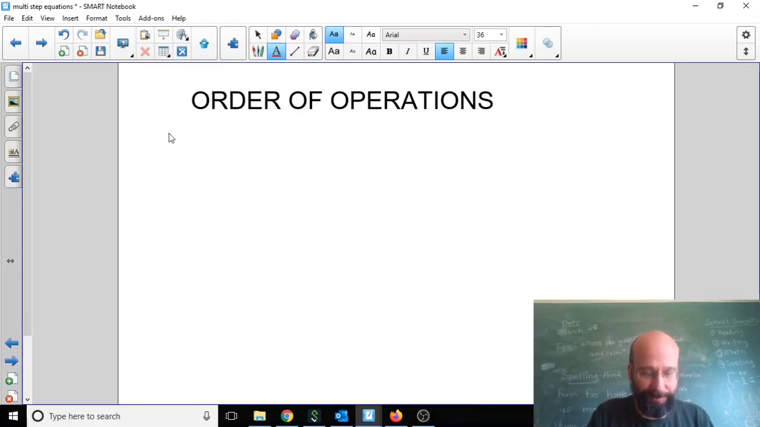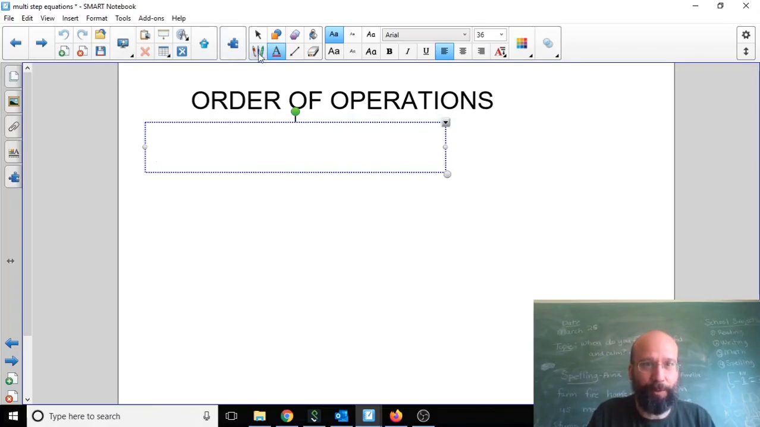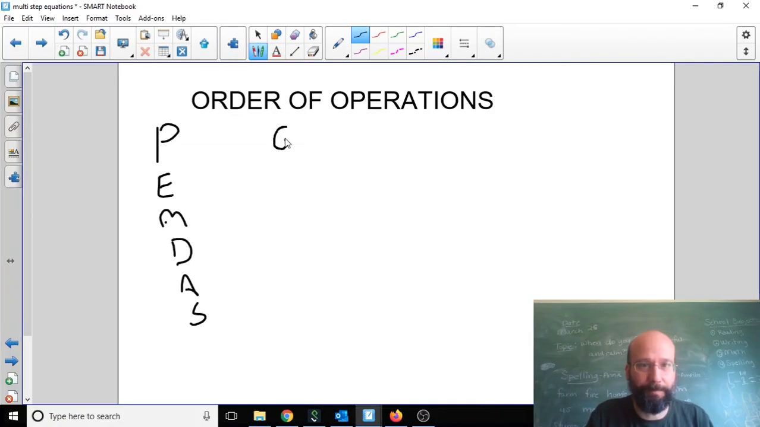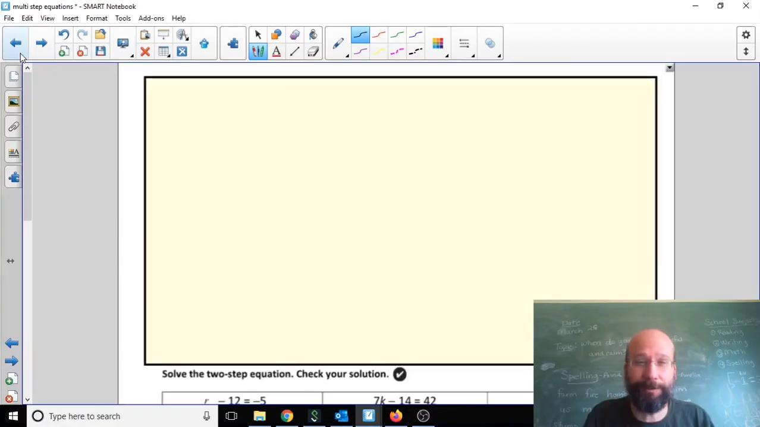We use PEMDAS, or GEMDAS, right? For solving equations, you do the opposite of PEMDAS. So do your addition and subtraction first, then your multiplication and division, then your exponents. It's not necessarily something you need to do all the time, but if you keep in mind that you do the addition and subtraction first, it will make solving multi-step equations a little bit easier.